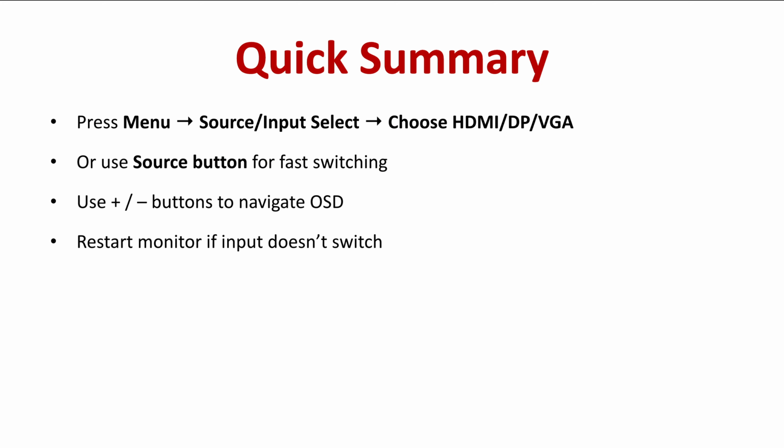Quick summary: press menu, then source or input select, then choose HDMI, DP or VGA, or use the source button for fast switching. Use the plus or minus buttons to navigate the OSD. Restart the monitor if the input doesn't switch.